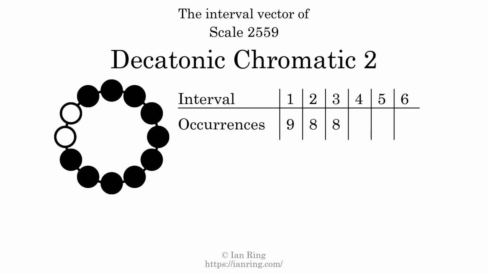There are 8 intervals with a size of 3 semitones. They are here, here, here, here, here, here, here, and here. There are 8 intervals with a size of 4 semitones. There are 8 intervals with a size of 5 semitones. Again, they are marked on the scale.